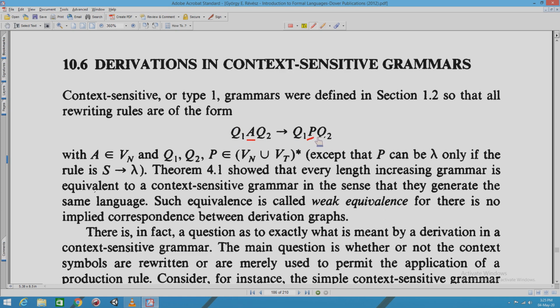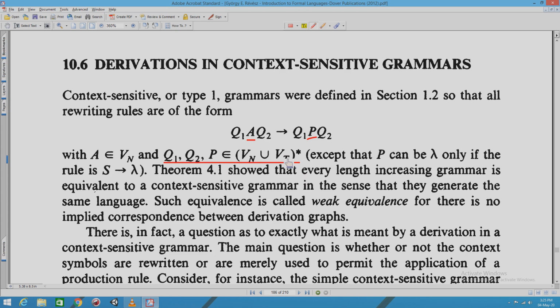This part is unchanged in the right hand side also. This is known as left context. And similarly, this part Q2 also is unchanged in the right hand side. So this is right context. So the only major replacement is made by replacing A with P.